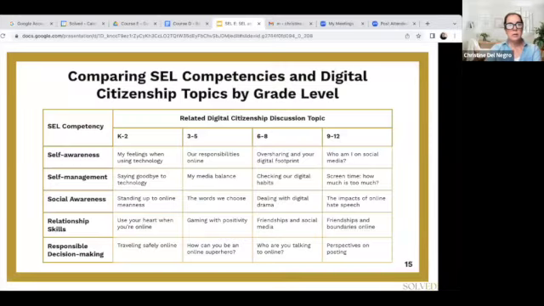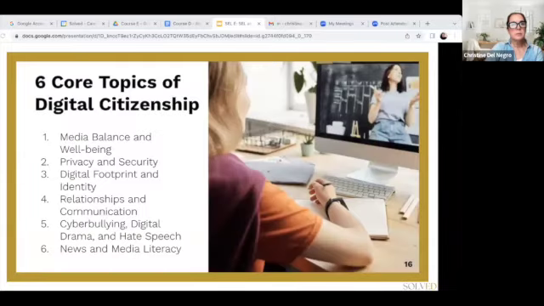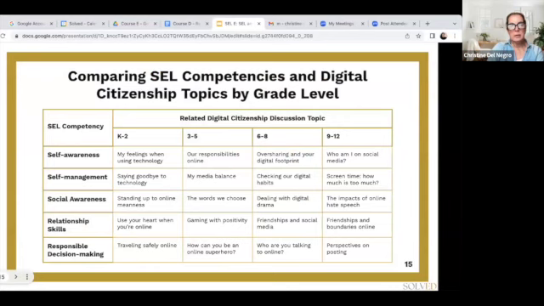So take a look at this chart, which I believe is also in your note catcher. You can take a couple of minutes to look at it and just think about specific activities at your grade level that would address some of the competencies that you see on the chart. You may be doing some of those already, or you may not be, but just take a couple of minutes and think about what that might look like with the age of children that you work with.